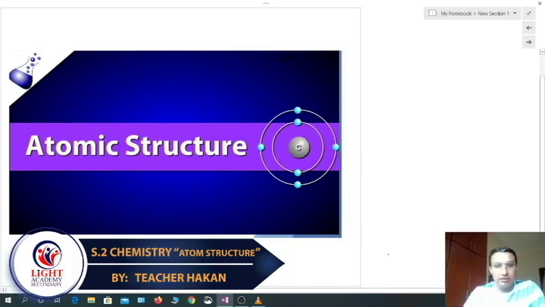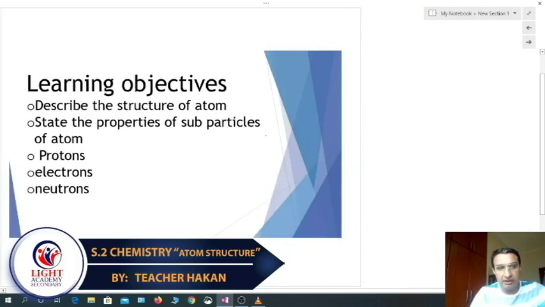So, hello everyone. In this lesson, we are going to study atomic structure. So let's get started with learning objectives. These are our learning objectives. In this part, we are going to study what an atom is. We will study the structure of an atom, and we are also going to state the properties of the subparticles of atoms. Subparticles means protons, electrons and neutrons. These are the particles which are available in every atom. So we are going to identify each subparticle.